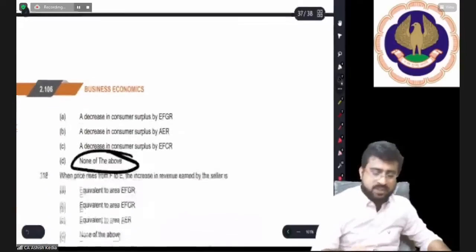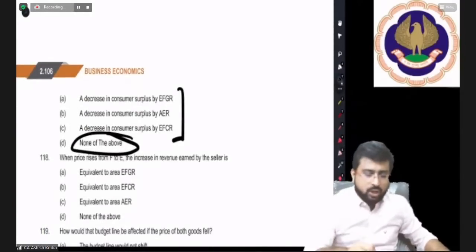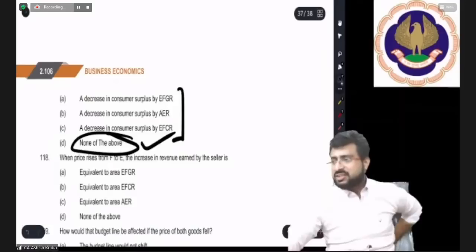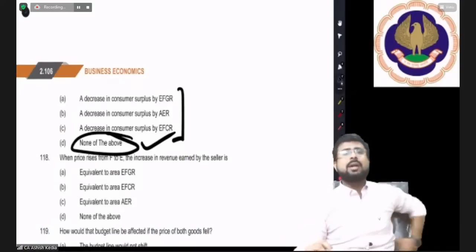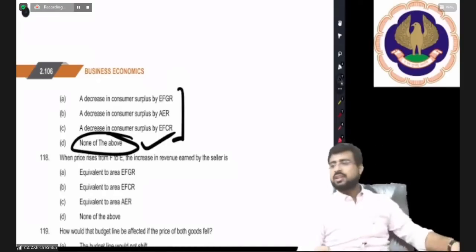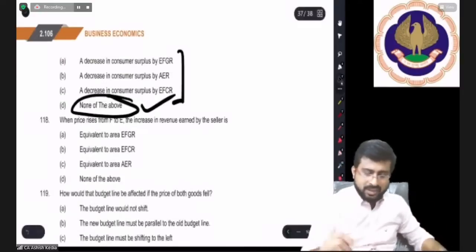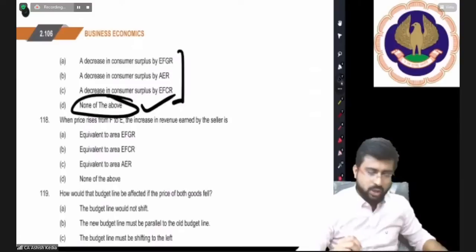And our options here are only talking about a decrease in surplus. So it's absolutely wrong. It will be none of the above. Is it clear, everybody? Moving on. Let's see what the next question is saying.